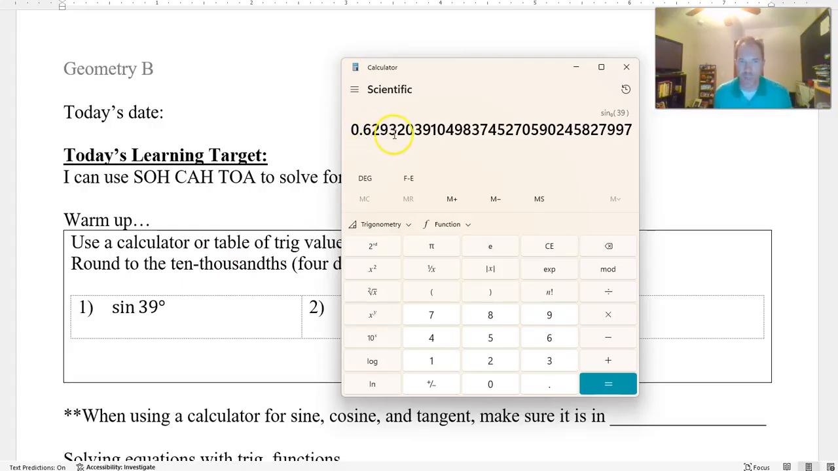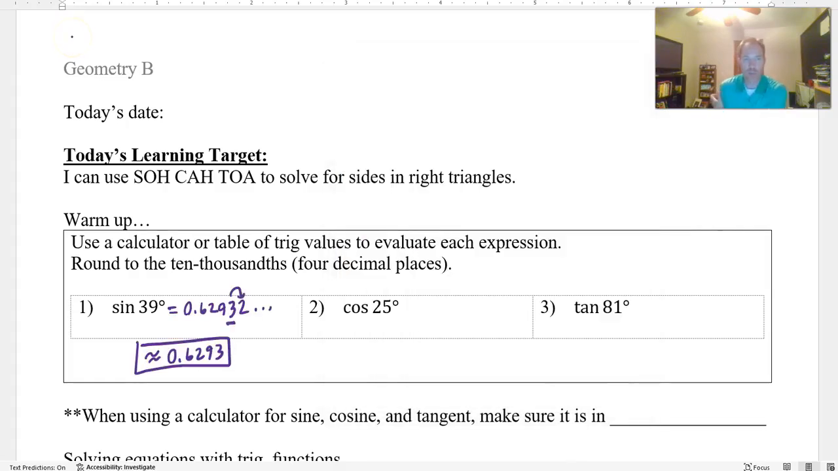So we got 0.62932. Rounded is 0.6293. So there's our first problem done. Now, if you had a table of trig values, it would already do the rounding for you. Tables of trig values commonly go to 4 digits, the nearest 10,000.